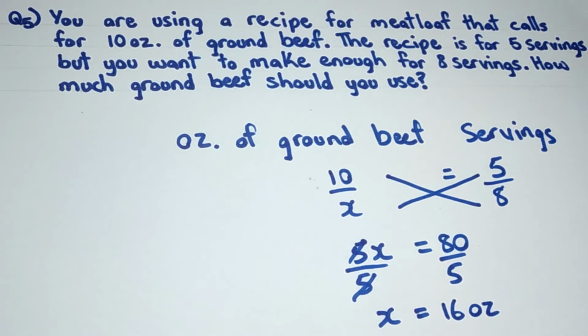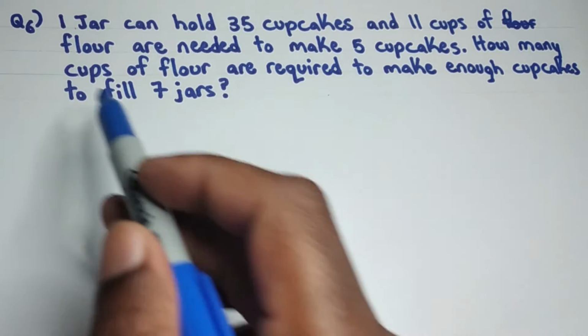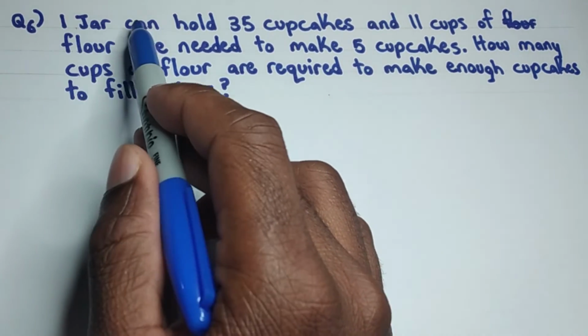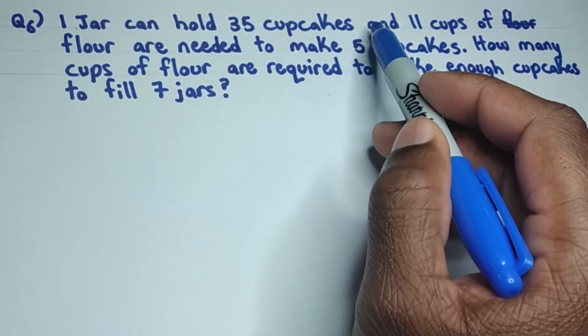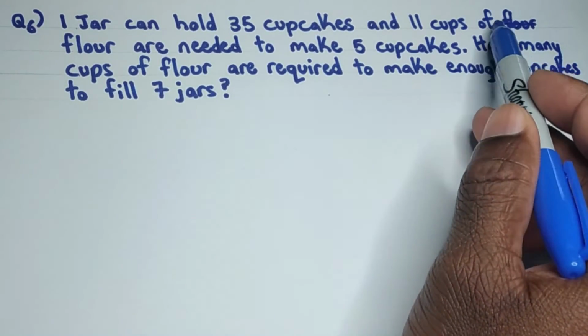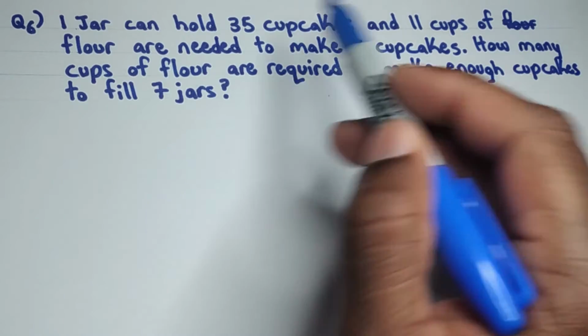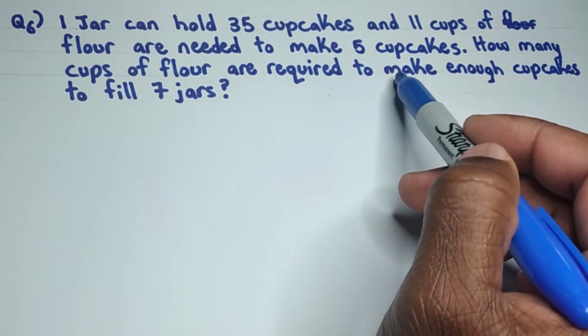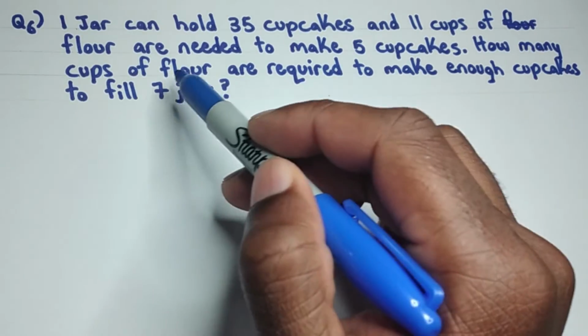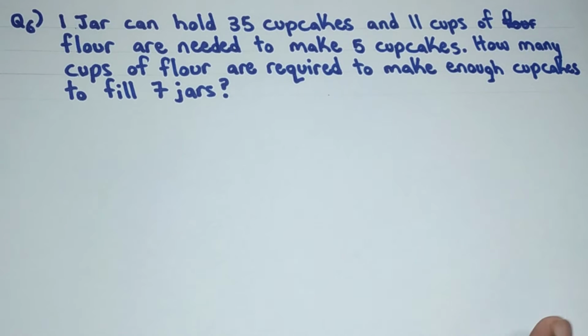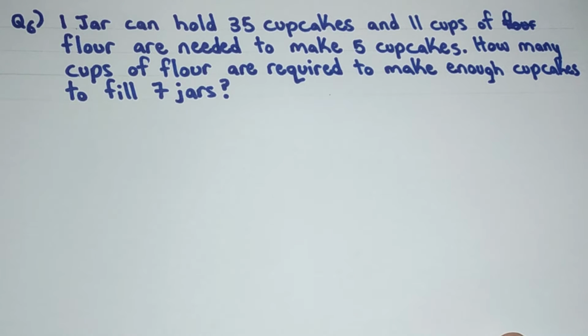Now let us look at question 6. Alright, here we have question 6. So one jar can hold 35 cupcakes, and 11 cups of flour are needed to make 5 cupcakes. How many cups of flour are required to make enough cupcakes to fill 7 jars? Alright, and this is a very interesting problem.